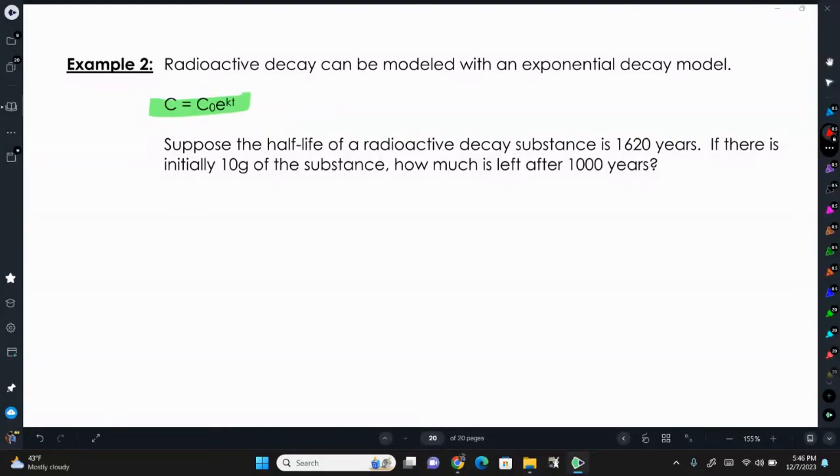So it says, suppose the half-life of a radioactive decay substance is 1,620 years. If there was initially 10 grams of substance, how much is left after 1,000 years? So half-life, that's how long it takes for the radioactive compound to lower by 1/2. So it takes this long for 1/2 to remain.